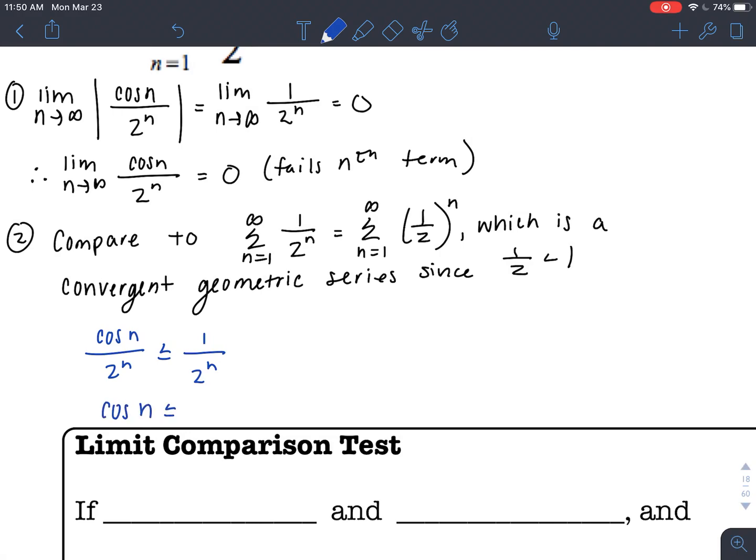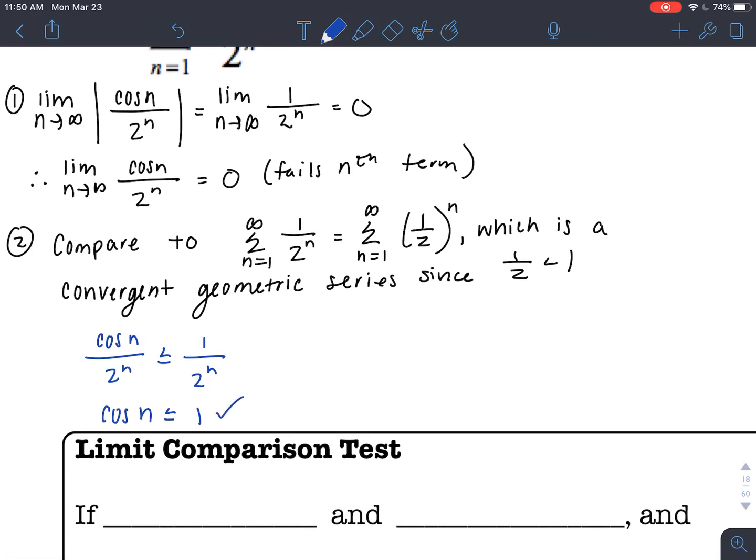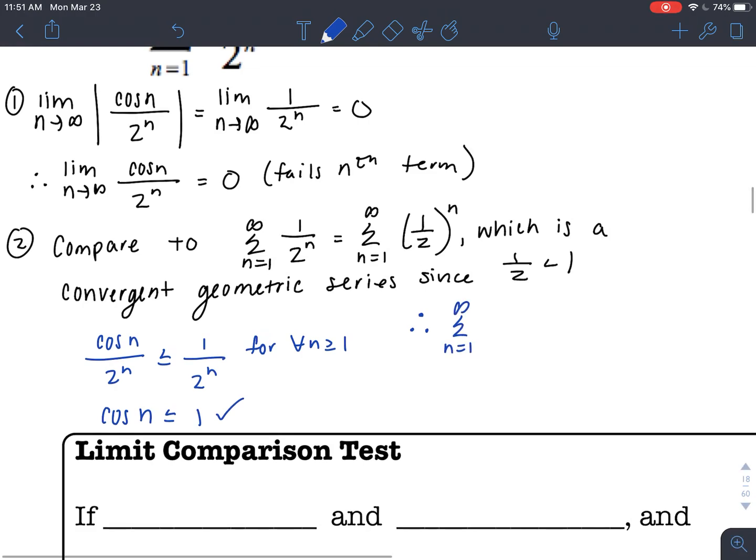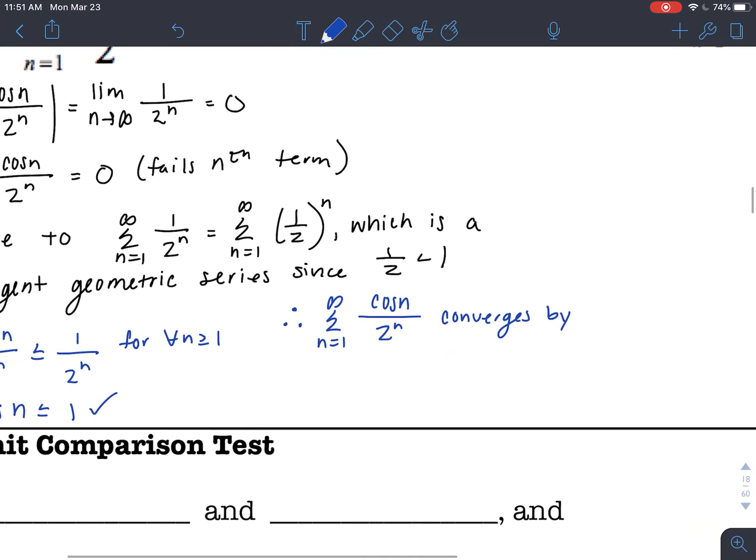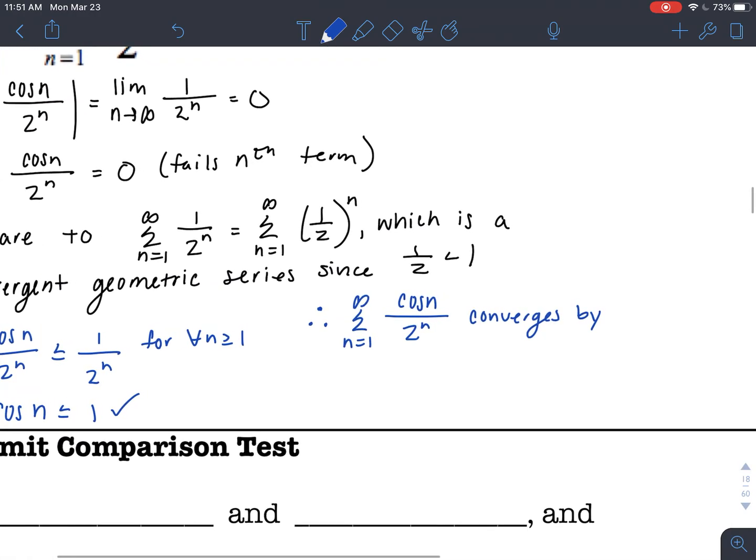Okay, if we cross multiply here, they have the same denominator, so what I can really say is that the cosine of n is less than or equal to 1, and that is always true, right? That's true for all n. So I'm just going to tack that onto my little statement and then write my conclusion. So that means that the series from 1 to infinity of cosine of n over 2^n converges by direct comparison.